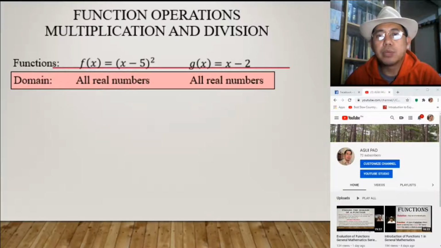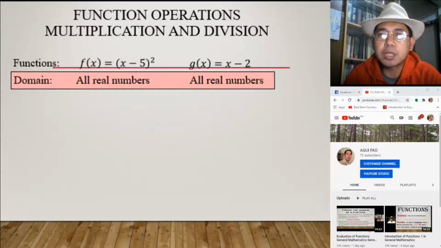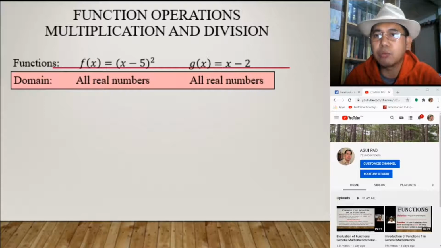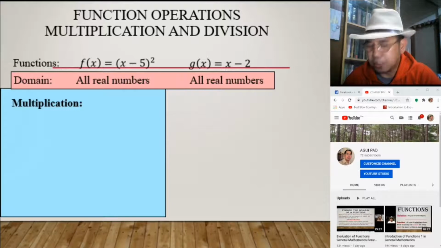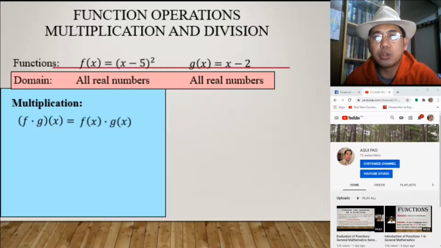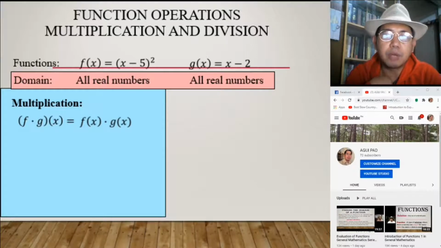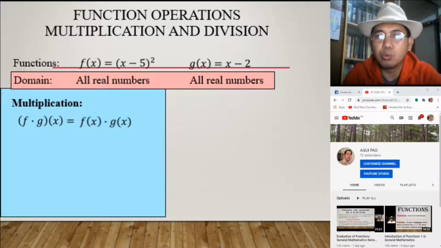Now, what about if we consider this next problem? The product of f of x, which is (x minus 5) raised to 2, and g of x, which is x minus 2. Now, what would be the product? Again, consider this notation. The product of the f function and g function is equivalent to f of x multiplied by g of x. So we just follow this given pattern that we have.